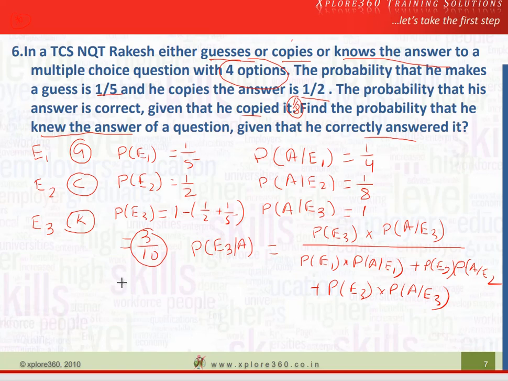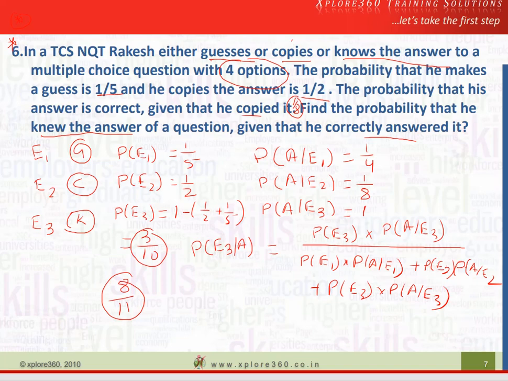So the correct answer is 8 upon 11. Now the calculation will be done by you at your end. Okay, you must do it. This one is a classical question from probability, and we have utilized the Bayes theorem. If anybody is having difficulty understanding the question, pause the video, solve it by yourself, and then move forward. That's the beauty of learning through YouTube videos.